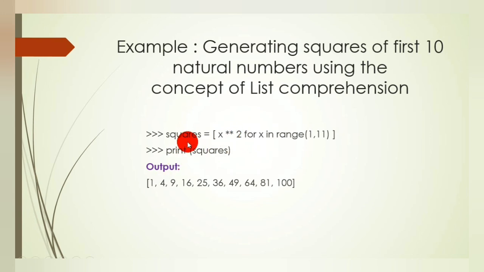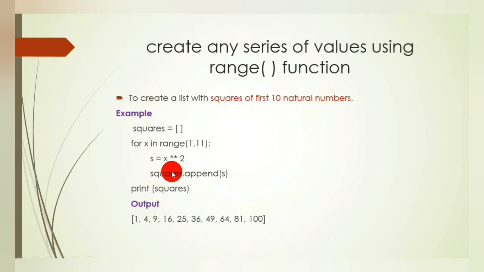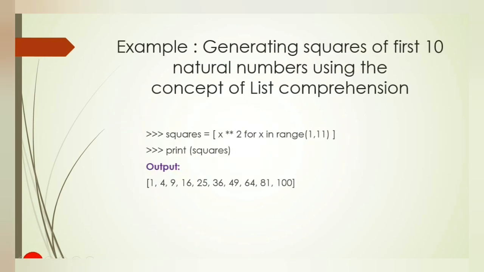So you can see, we get the squares of natural numbers in a single statement. How many statements did we write in the previous program? 1, 2, 3, 4, 5 statements were required for the same program. But if you are using list comprehension, we can get the same output in only 2 lines. This is known as list comprehension. Here we can check the elements and also generate more than one series of lists by using list comprehension.